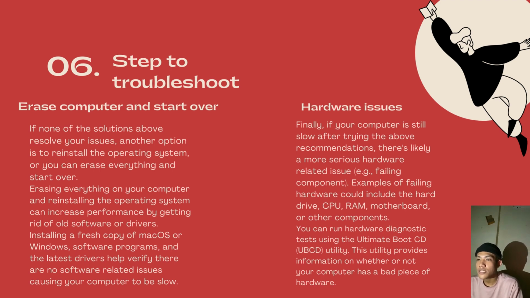Okay, next step is hardware issue. Finally, if your computer is still slow after trying the above recommendations, there is likely a more serious hardware issue with a component. Examples of hardware could include the hard drive, CPU, RAM, motherboard, or another component. You can run hardware diagnostic testing using the Ultimate Boot CD or an alternative. This alternative provides information on whether or not your computer has a bad piece of hardware.